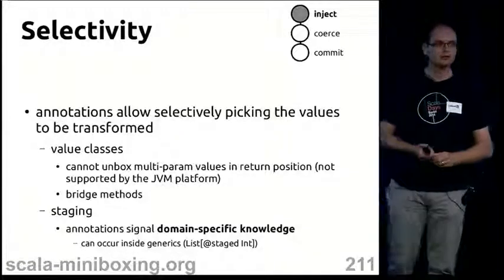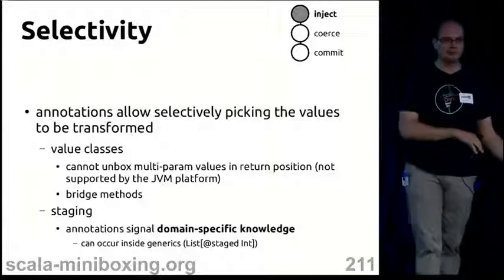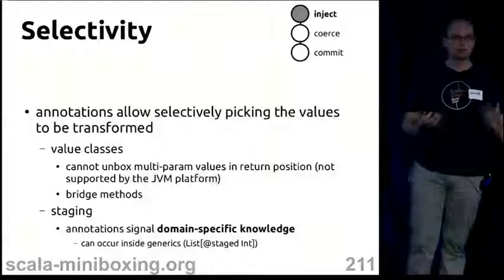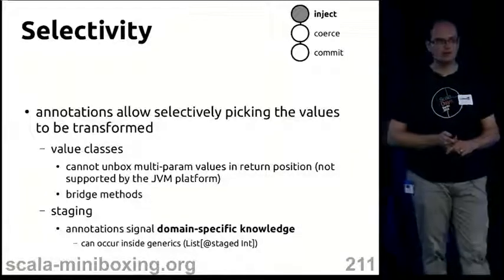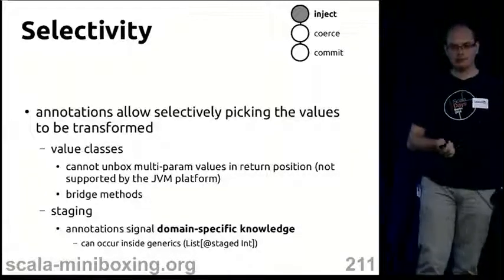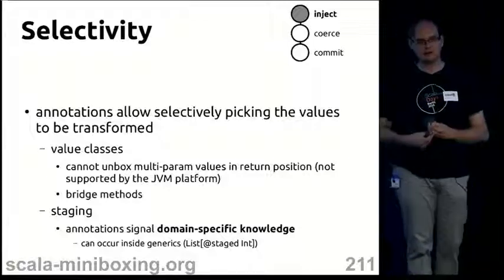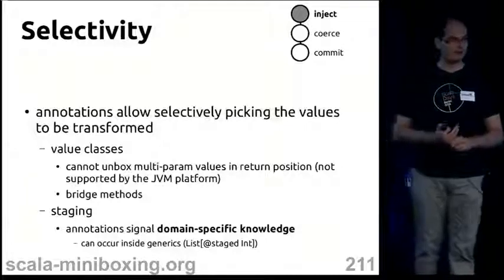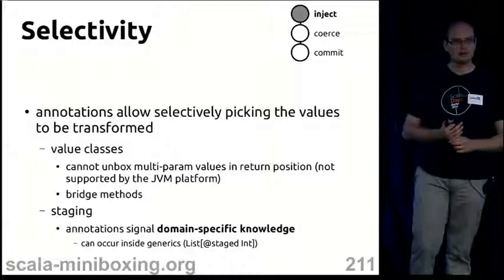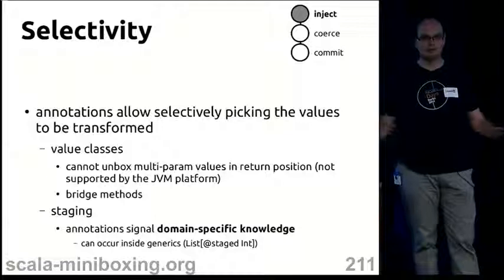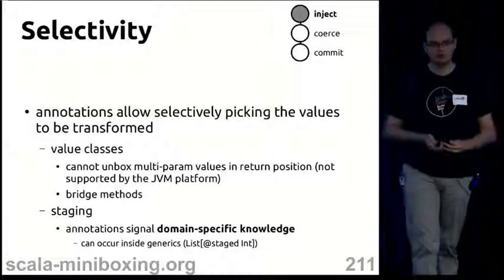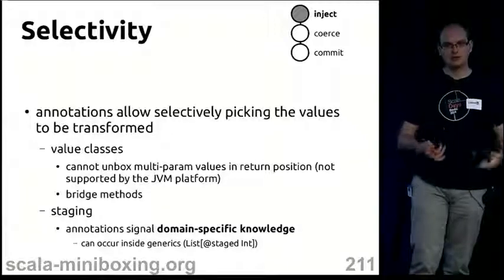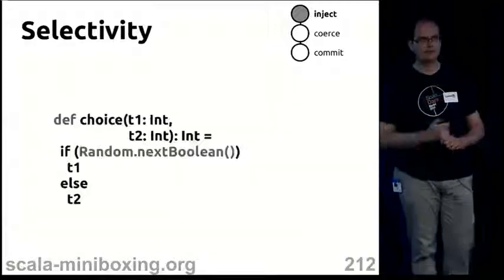Bridge methods, same. Some elements need to be annotated, others not. No problem. Just annotate what's necessary. Staging, I'm not even going there. It's completely domain specific. It doesn't have anything to do with erasing generics. You can have, for example, a list of staged int. That's completely orthogonal to erasure. So the rules are completely different, and staging gives domain-specific semantics.